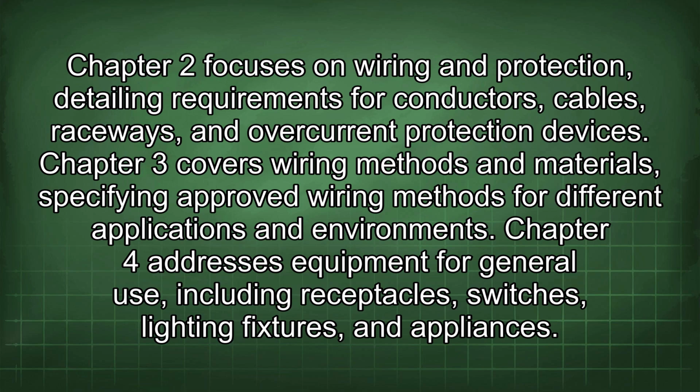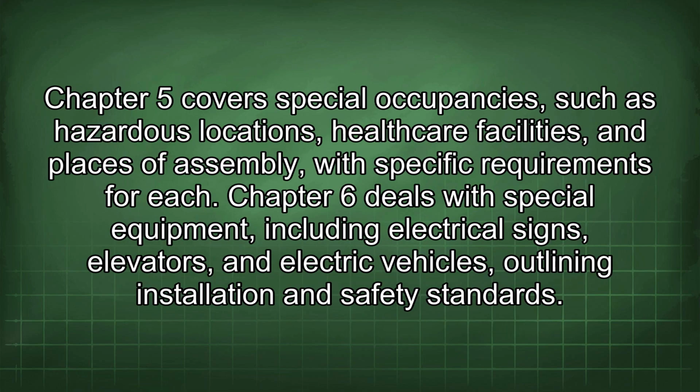Chapter 2 focuses on wiring and protection, detailing requirements for conductors, cables, raceways, and overcurrent protection devices. Chapter 3 covers wiring methods and materials, specifying approved wiring methods for different applications and environments. Chapter 4 addresses equipment for general use, including receptacles, switches, lighting fixtures, and appliances. Chapter 5 covers special occupancies, such as hazardous locations, healthcare facilities, and places of assembly, with specific requirements for each.